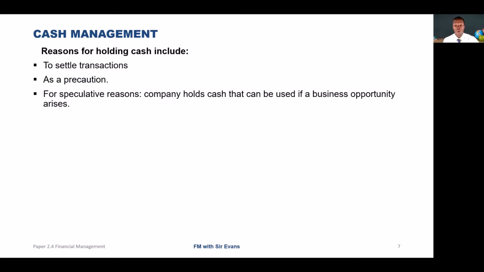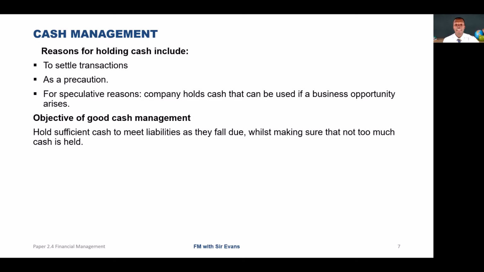However, cash does not earn a high return. Holding cash therefore provides a company with liquidity, that's an ability to pay, but it reduces profitability. That is the lost income that results from holding cash rather than investing it in a business development.